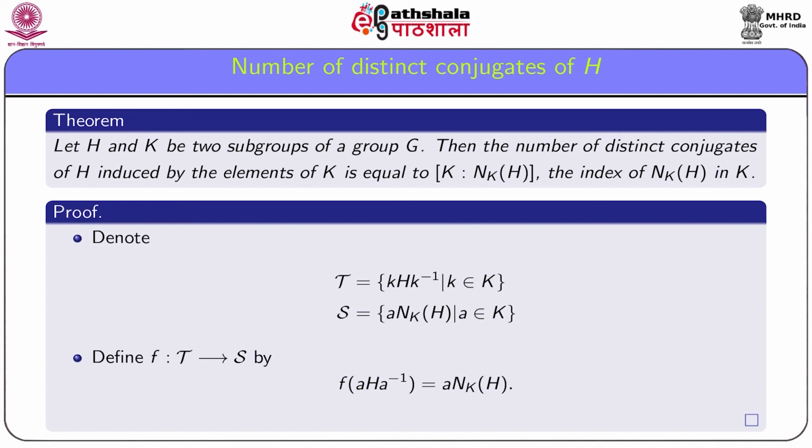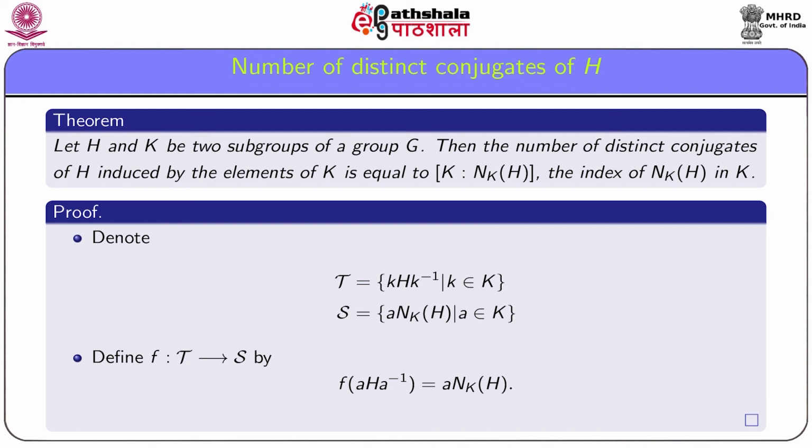Let H and K be two subgroups of a group G. Then the number of distinct conjugates of H induced by the elements of K is equal to the index of N_K(H) in K. To prove this, let us denote the set of all conjugates of H in K by T and the set of all left cosets of N_K(H) in K by S. Now we are to establish a one-to-one correspondence between T and S. Let us define f from T onto S by f(aHa^{-1}) equal to aN_K(H).